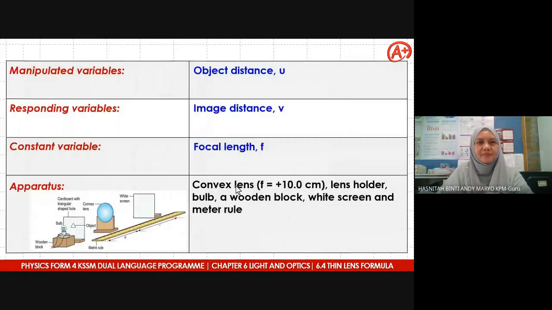This is all the related variables. The manipulated variable is object distance, the responding variable is image distance, and our constant variable is focal length, which means we are using a lens of the same type and same thickness. And the arrangement of apparatus is as you can see here: convex lens, lens holder, a bulb, wooden block, white screen, and meter rule.